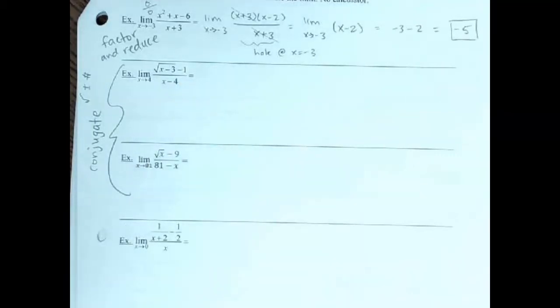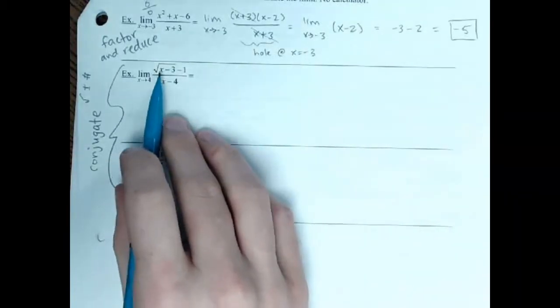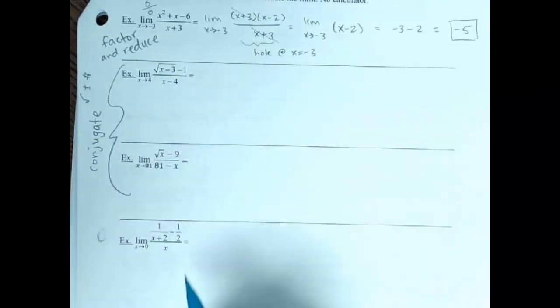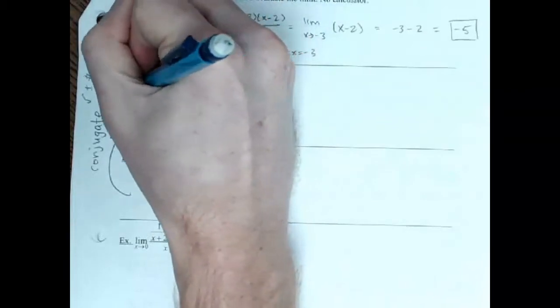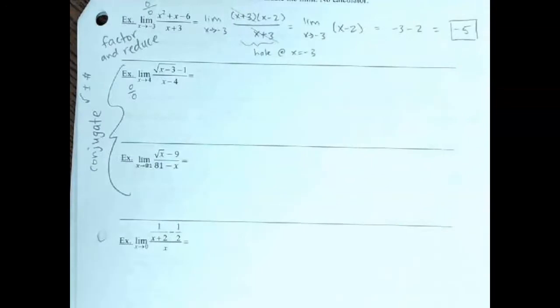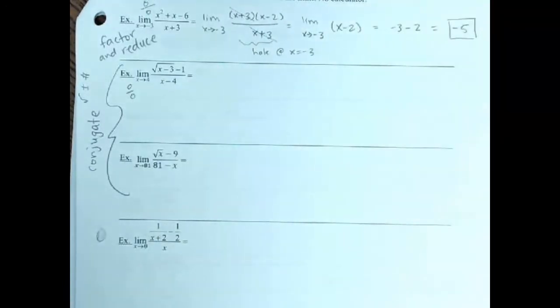Let's try to direct evaluate it, because you should always try to plug it in, and if you plug it in and it works, you don't have to do any of this funny stuff. But if you plug it in and you get one of your issues, you have to do something. Let's see, if I plug in 4, 4 minus 3 would be 1. Square root of 1 is 1. 1 minus 1. Okay, so if I were to plug it in, I'd get a 0 on the top, and then 4 minus 4, you get a 0 on the bottom.